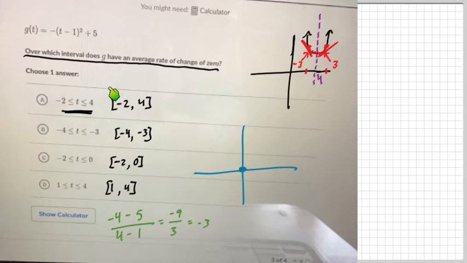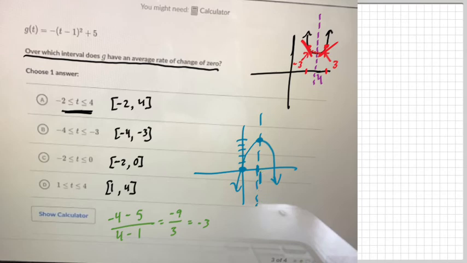And then you would see this -1 right here, and that would move us over to the right one. And then the +5, that would move us up 5. And there's our new vertex. The negative right here would make our parabola go upside down. And now you can see clearly where our axis of symmetry is. Our axis of symmetry is at 1, x equals 1.